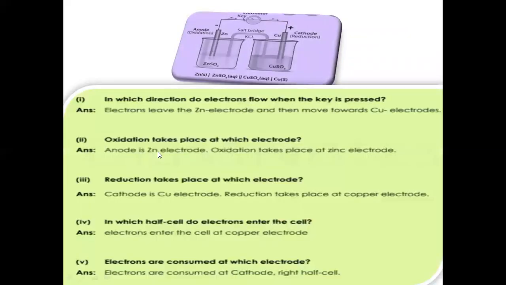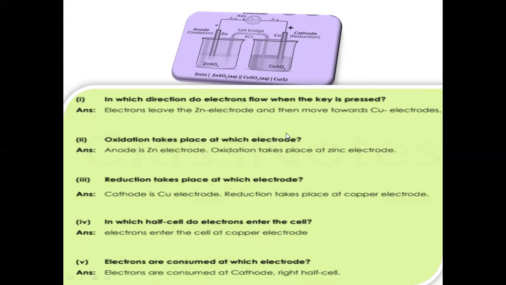Next question: we have an electrochemical cell, and in this cell there is a key. If we want to complete the circuit, we will close the key. And if we want to disconnect the circuit, we will open the key. If we open the key, then no reaction will take place. So the question is, in which direction do electrons flow when the key is pressed? When the key is pressed, the circuit will be completed and the electrons will start flowing from anode towards the cathode. So electrons leave the zinc electrode and then move towards the copper electrode, which is the cathode.